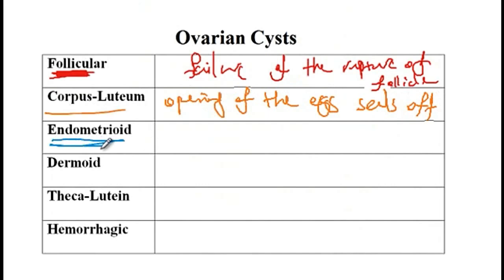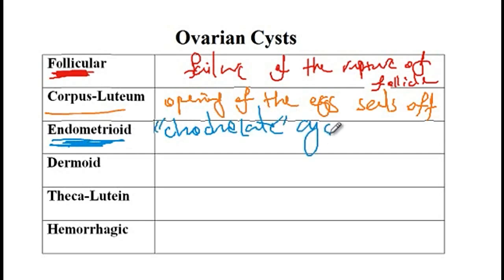Next we have the endometrioid cyst. Endometriosis refers to the presence of tissue that normally lines the inside of the uterus outside the uterus. If this uterine tissue is present inside the ovary, then it's referred to as an endometrioid or chocolate cyst. The reason it's given this name is that dark brown blood fills the cyst, which resembles chocolate.